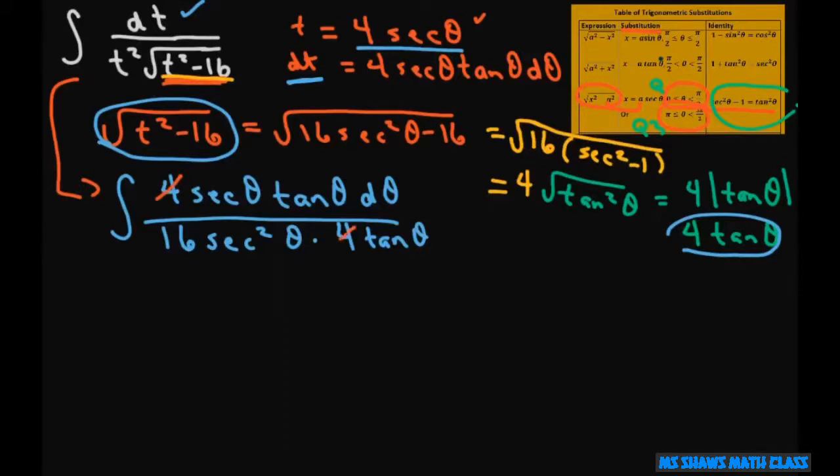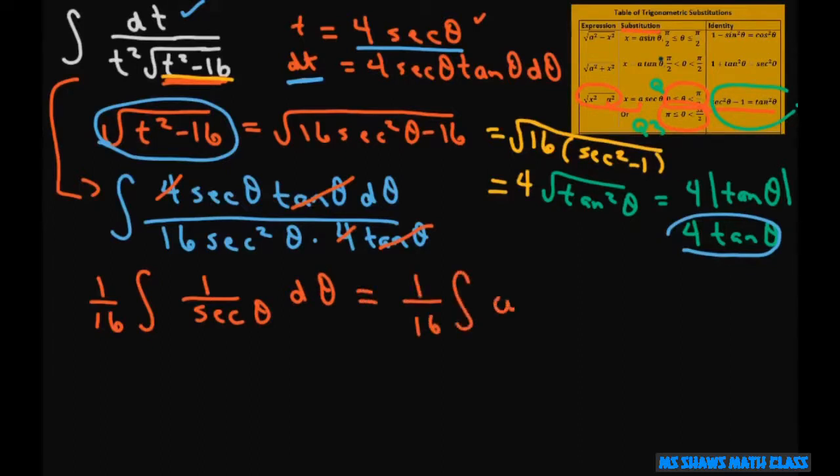These 4's cancel, so I'm going to bring out this 1/16, and the tans cancel, and then we're just going to get 1 divided by secant of theta d theta, which equals 1/16 cosine of theta d theta. So if you integrate that, you're going to get, this is from here, 1/16 sine theta plus c.